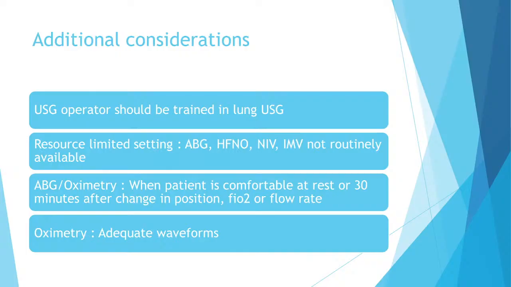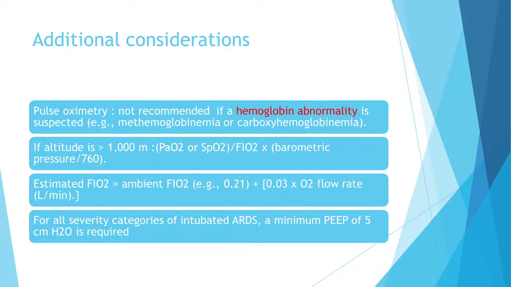And oximetry, if you are using the data for diagnosis, it should have adequate waveforms. Keep in mind that if hemoglobin abnormalities are present, like methemoglobinemia or carboxyhemoglobinemia, pulse oximetry is not reliable. In those cases, PF ratio is still the preferred modality. And if there is high altitude, you have to apply the correction formula.